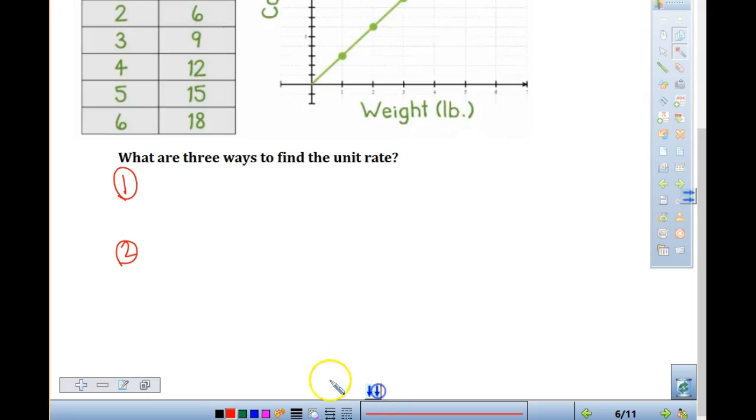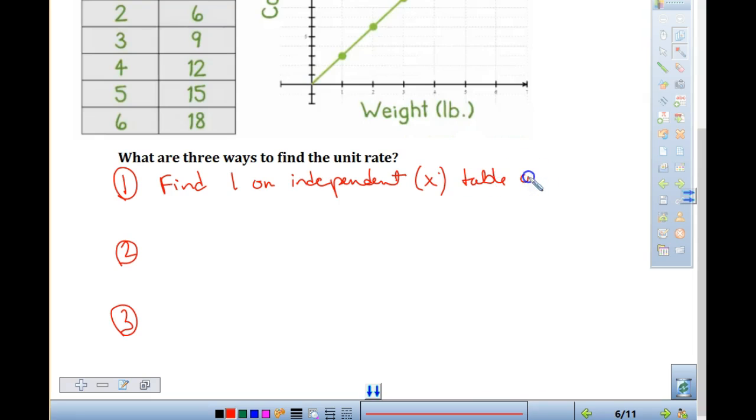So as you are looking at what are the 3 different ways that we can find the unit rate. The first way, find 1 on your independent variable. Which one is independent? The x. So find 1 on the independent. That's x. I don't care if you find it in a table or a graph. So please write this out, Gavin, you're writing.